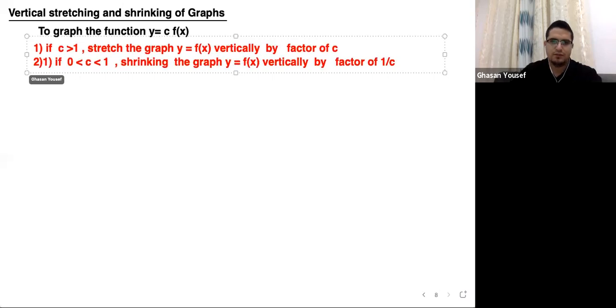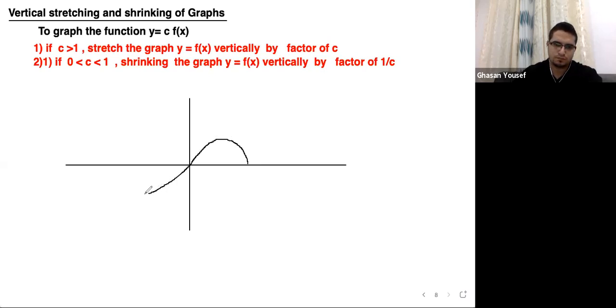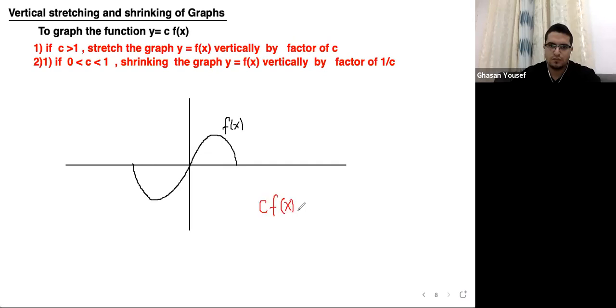So suppose I have two graphs. This is my first graph. I'm going to show you how we can do shrinking and stretching. So suppose my original function looks like this. This is my original function, the function f of x. Now the question asks me to graph the function c times f of x, and this c is a number greater than 1.